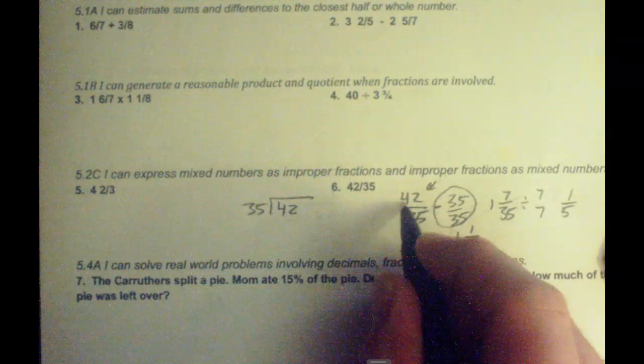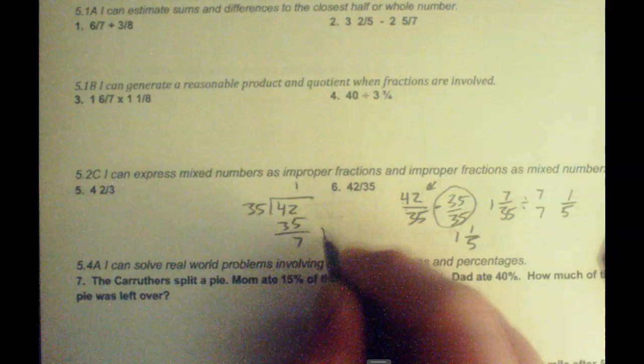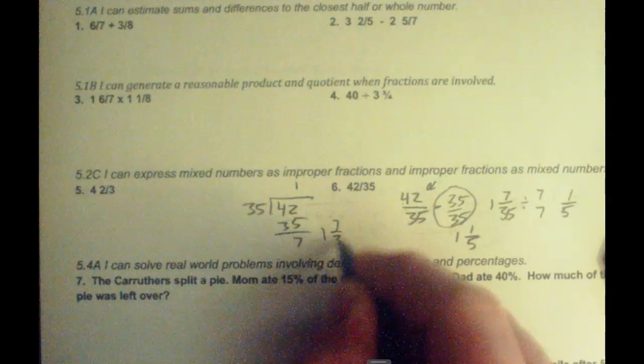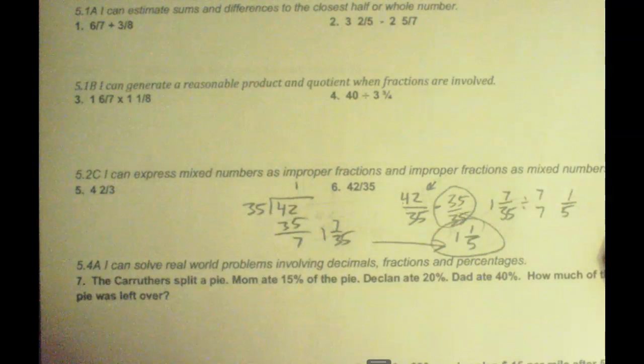Another way to do it is to just think of old-fashioned division. 42 divided by 35, that's what this means. 42 divided by 35. It's going to go in there one time, and you're going to have 7 left over. And here it is again. Here's your 1 whole and 7/35, which again you can reduce down to 1 1/5.